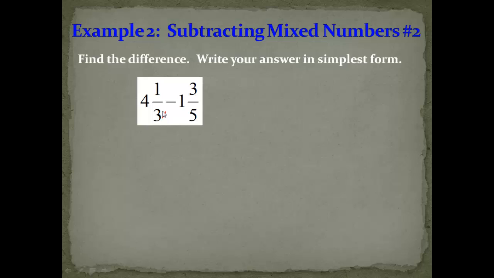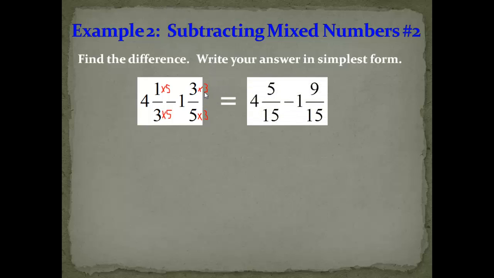So for 3 and 5, our least common denominator would be 15. So we're going to be multiplying our first fraction by 5. We have to remember to do the numerator as well. And we're going to be multiplying our second fraction by 3. And we can't forget to multiply the numerator by 3 as well. When we do this, we're going to have 4 and 5/15 minus 1 and 9/15.